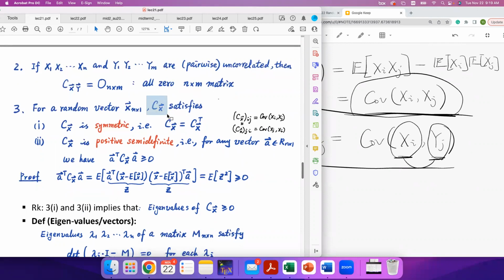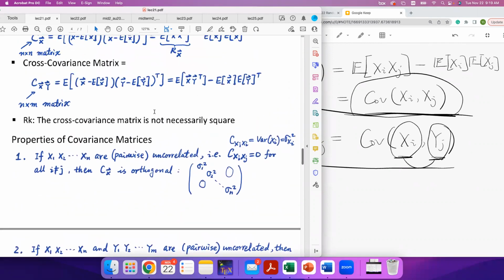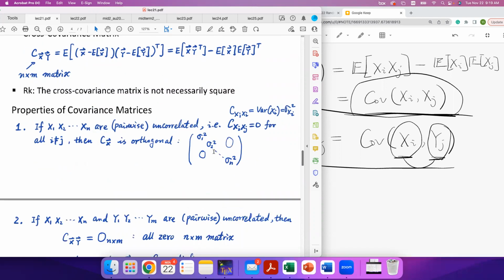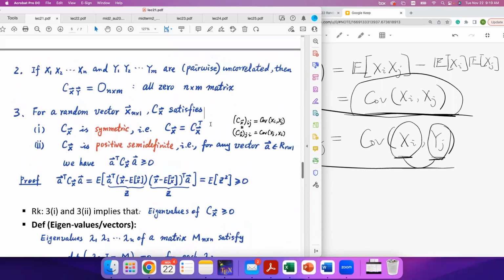And this, in particular, this auto covariance matrix, which is the covariance between random vector X with itself, has some nice properties. So go back to here, this is the definition of this auto covariance matrix. You see, it is a very special one that characterizes the covariance between X and itself. So this matrix has many nice properties.